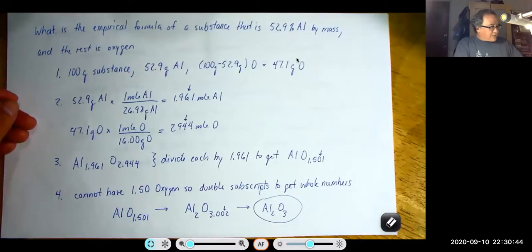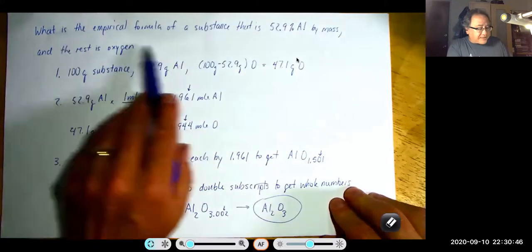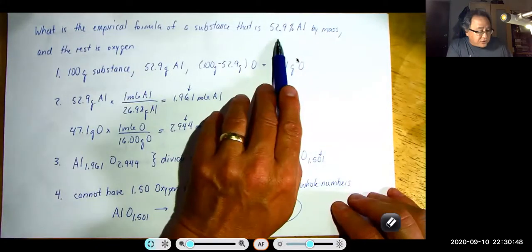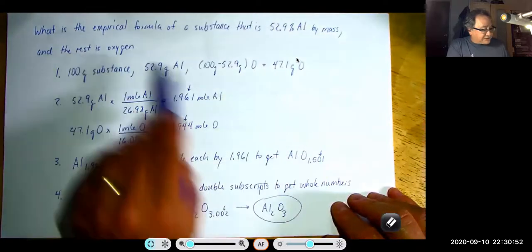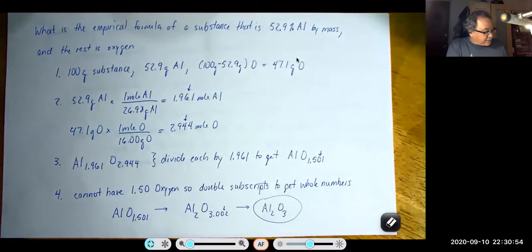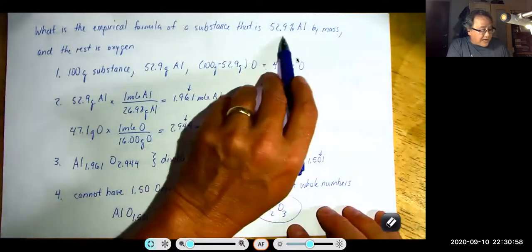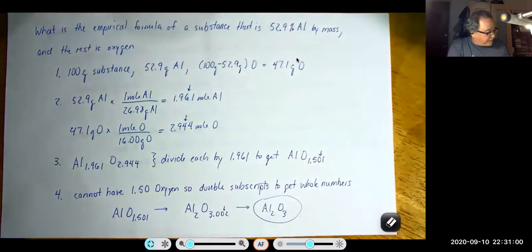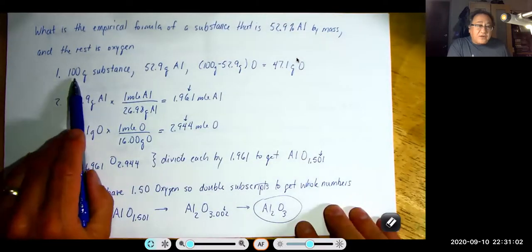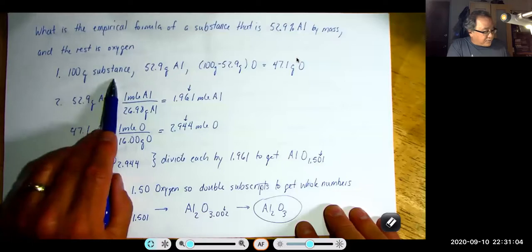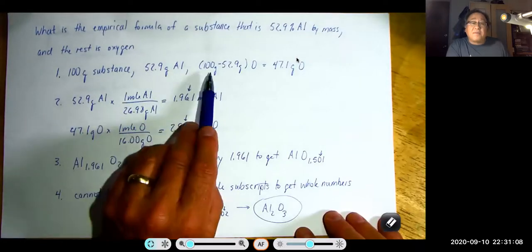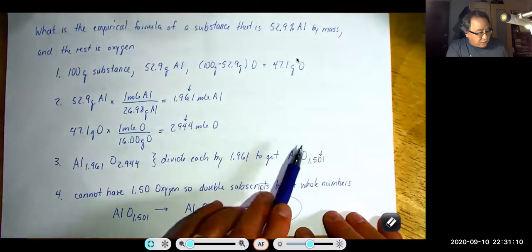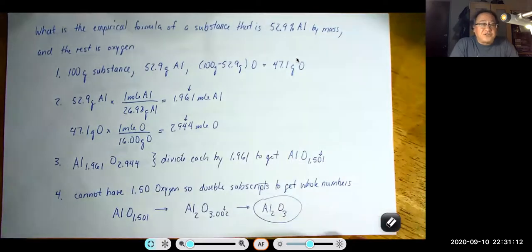So, what is the empirical formula of a substance that is 52.9% aluminum by mass, and the rest is oxygen? So of course, to figure out the rest being oxygen, we would have to take 100 minus 52.9 to get the amount of oxygen. So we have 100 grams of substance, 52.9 of it is aluminum. How much is oxygen? 100 minus 52.9, we get 47.1 grams of oxygen.